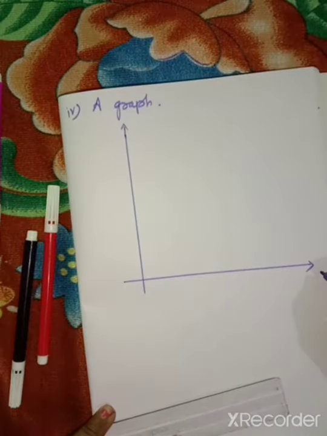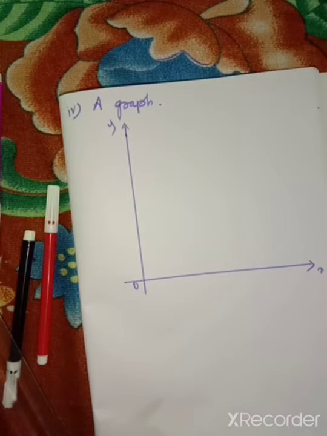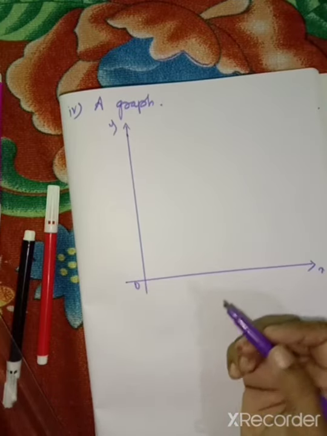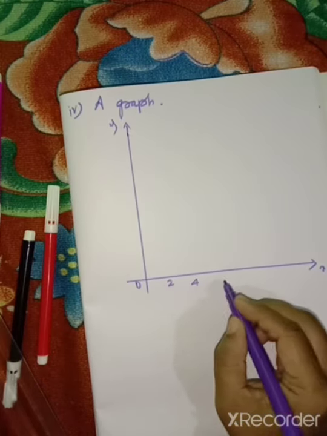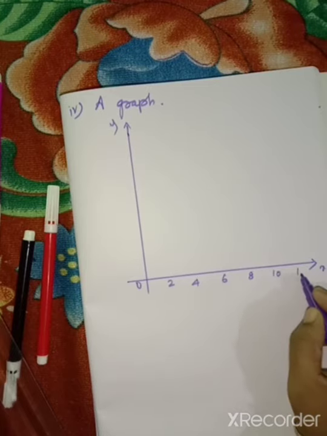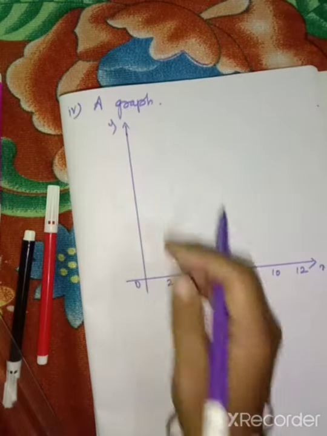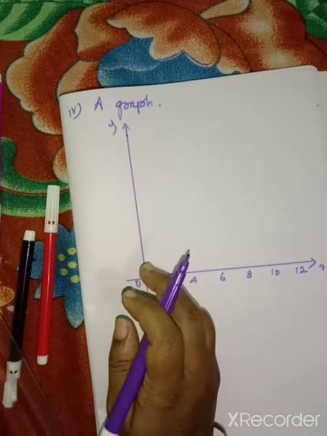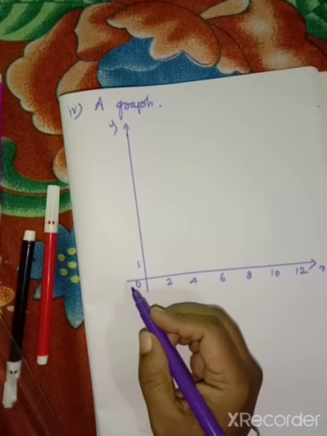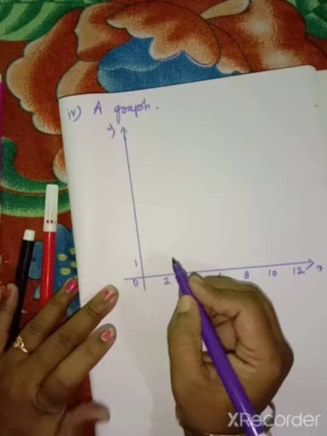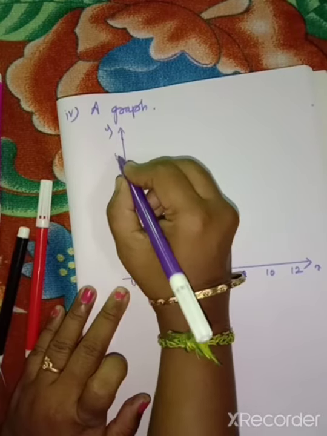So x, y, 0. For the A set, that is in the 2 table alone: 2, 4, 6, 8, 10, 12. Here you can take the units as 2, because we write only for the measurements. For the y-axis, 1 to 9 is there. If it is possible, you write 1, 2, 3, 4, 5, 6, 7, 8, 9, or otherwise you can also use 2 units here: 2, 4, 6, 8, 10.